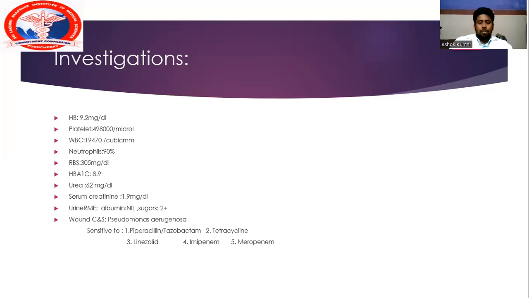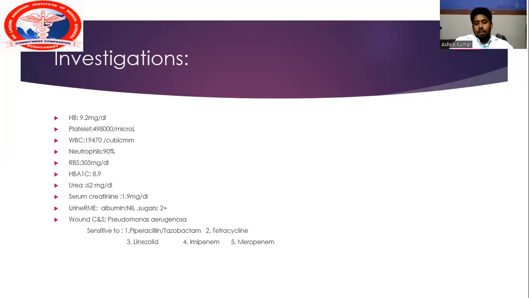His random blood sugar was 305 milligram per deciliter. He was not at all in control. HbA1c was 8.9, which shows he is chronically not controlled in his diabetic status. His urea and creatinine were elevated on admission. The urea is 62 and creatinine is 1.9.